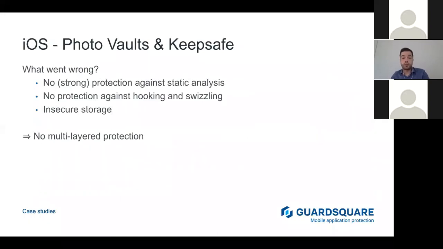So what went wrong here? Obviously, there was no strong protection against static analysis that gave the advantages to the attackers to quickly find methods like dismiss lock screen. If they would have been renamed to a random name such as ABC, then it wasn't really clear anymore what that method was particularly doing. Besides that, also no protection against hooking or swizzling was implemented, making it possible to use tools like Frida or Cycript. And on top of that, also the password wasn't even stored in a secure encrypted way. In general, you could summarize that by saying there was no multi-layered protection.